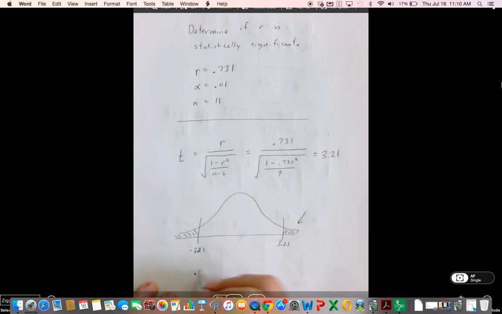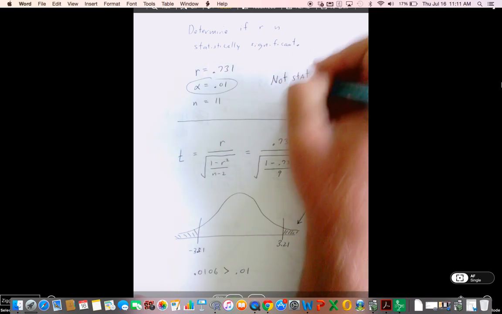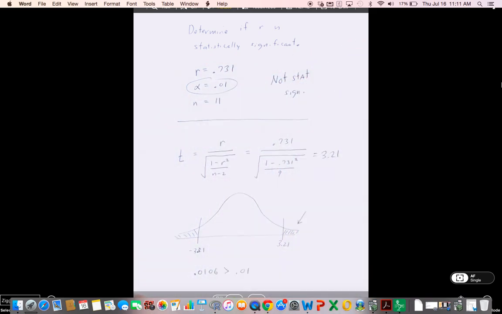Well, gang, 0.0106 is actually greater than 0.01. So at the alpha level of 0.01, it is not statistically significant.